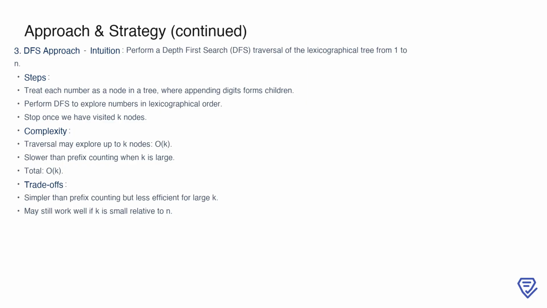While this is simpler than the prefix counting method, its performance can degrade for large values of k, especially when k approaches n. For smaller values of k relative to n, though, it may still be an acceptable choice.